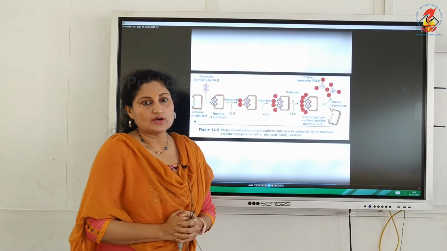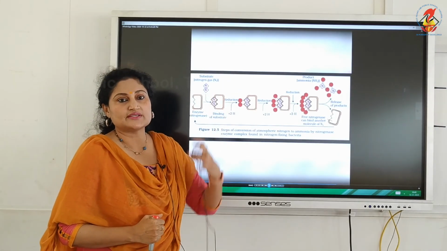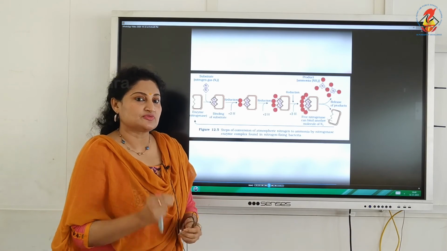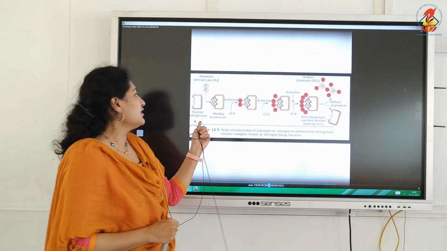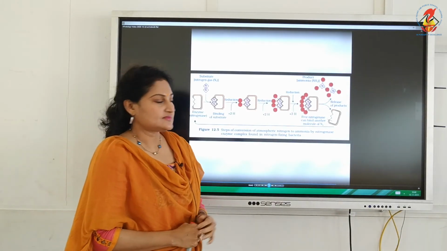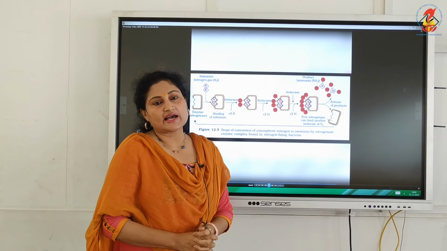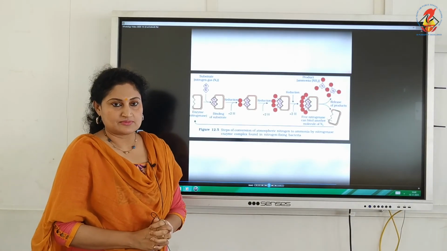This is how nitrogen of the atmosphere is fixed in the soil by these plants called leguminous plants, which have this particular enzyme called nitrogenase. So, with this you got a clarity on the structure and function of enzymes.